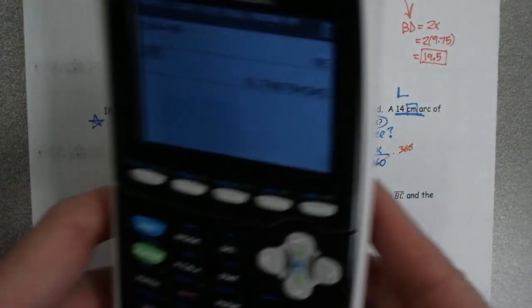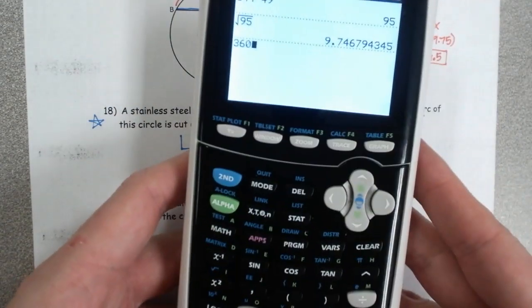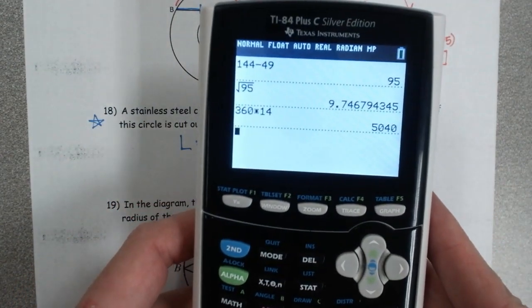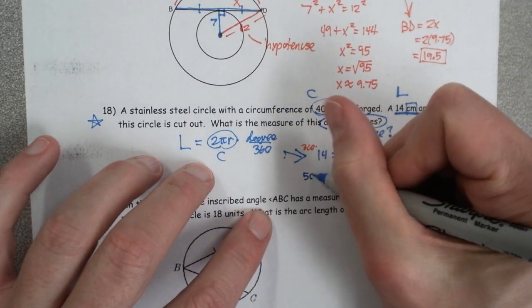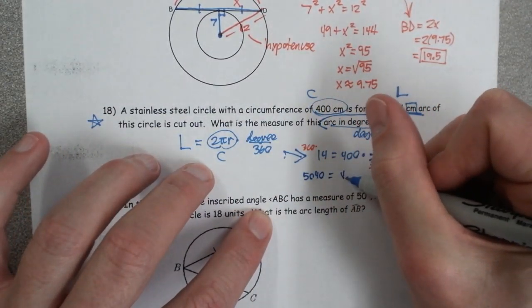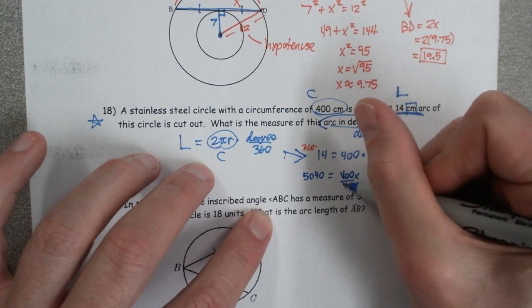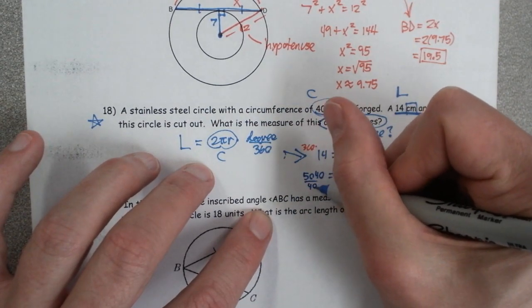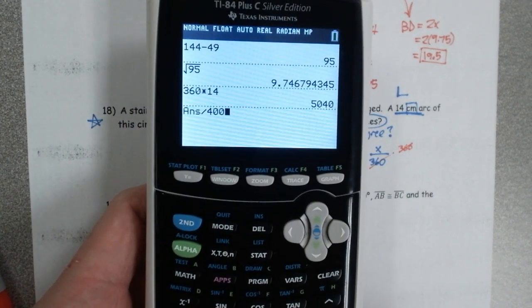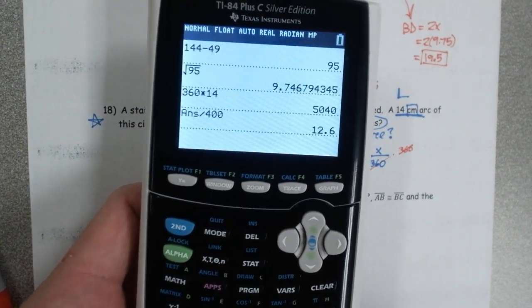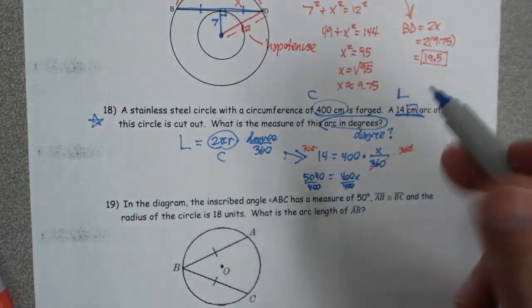360 times 14 is 5040. And divide by 400. And that'll get you a degree. So 5040 divided by 400 is 12.6. So that arc's tiny. It's 12.6 degrees.